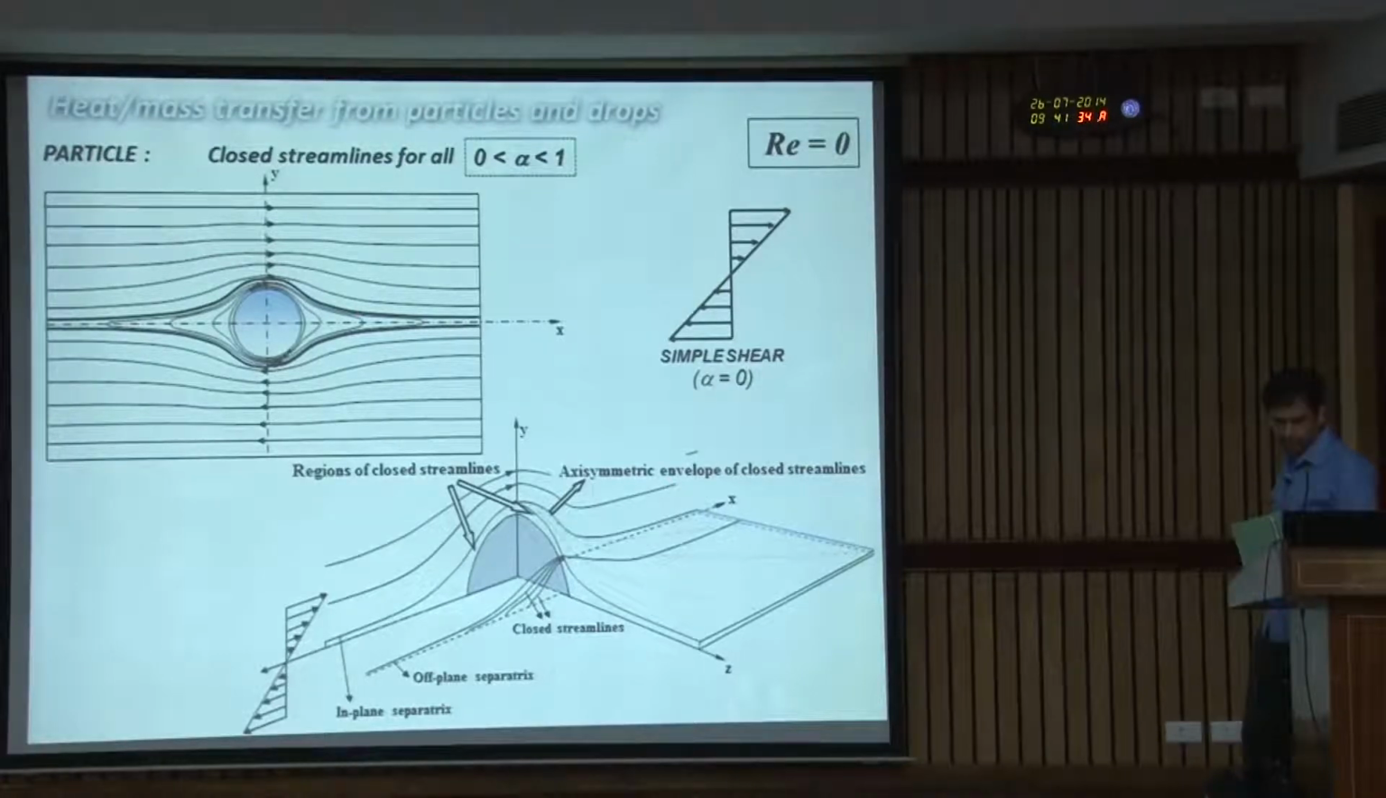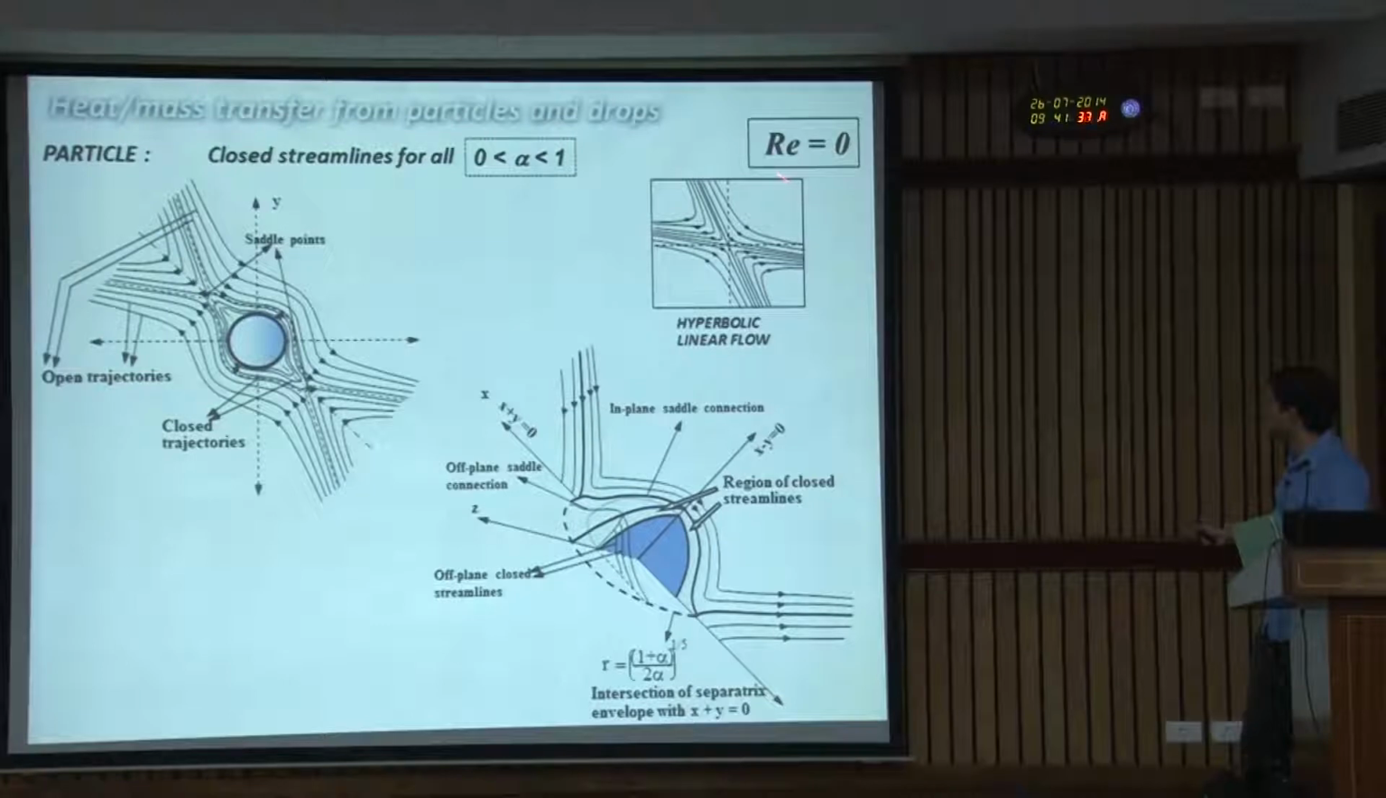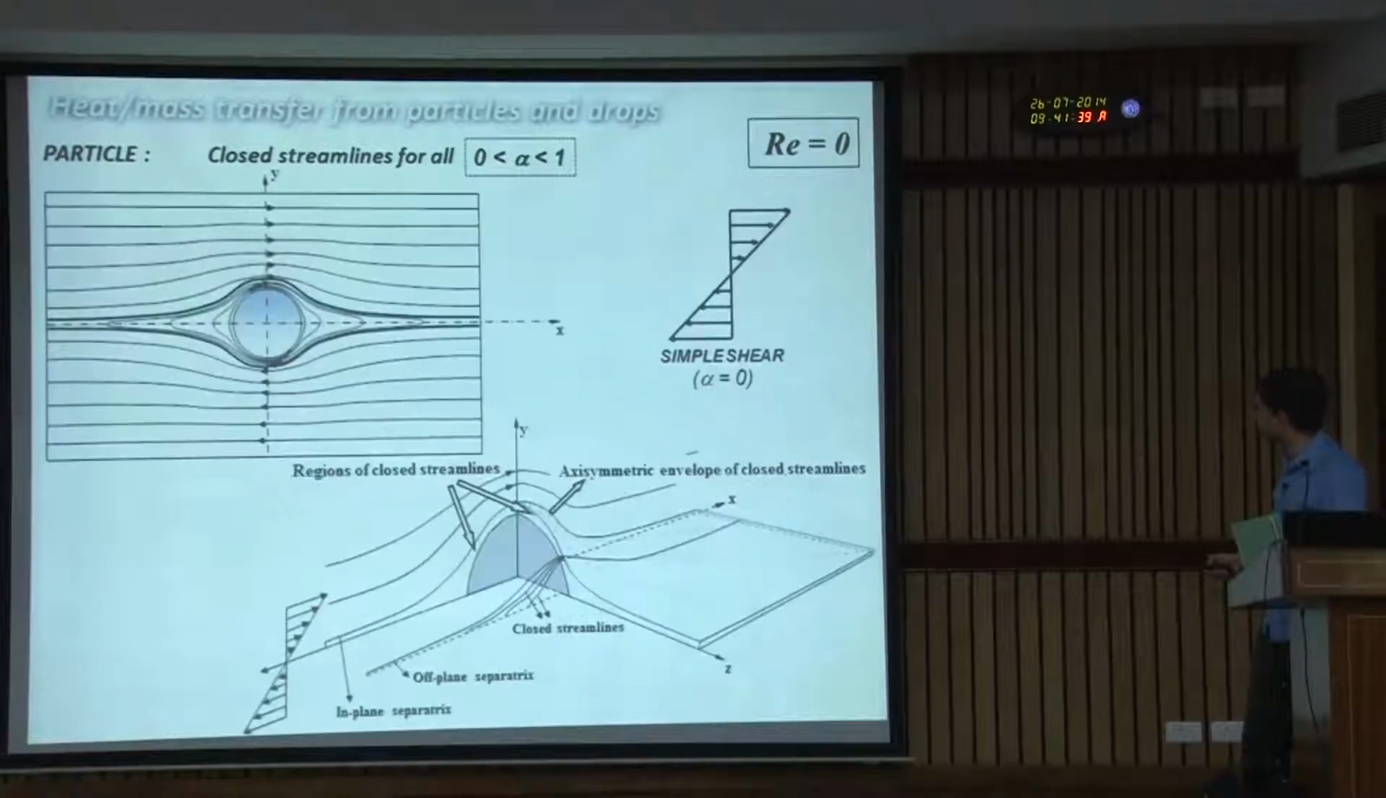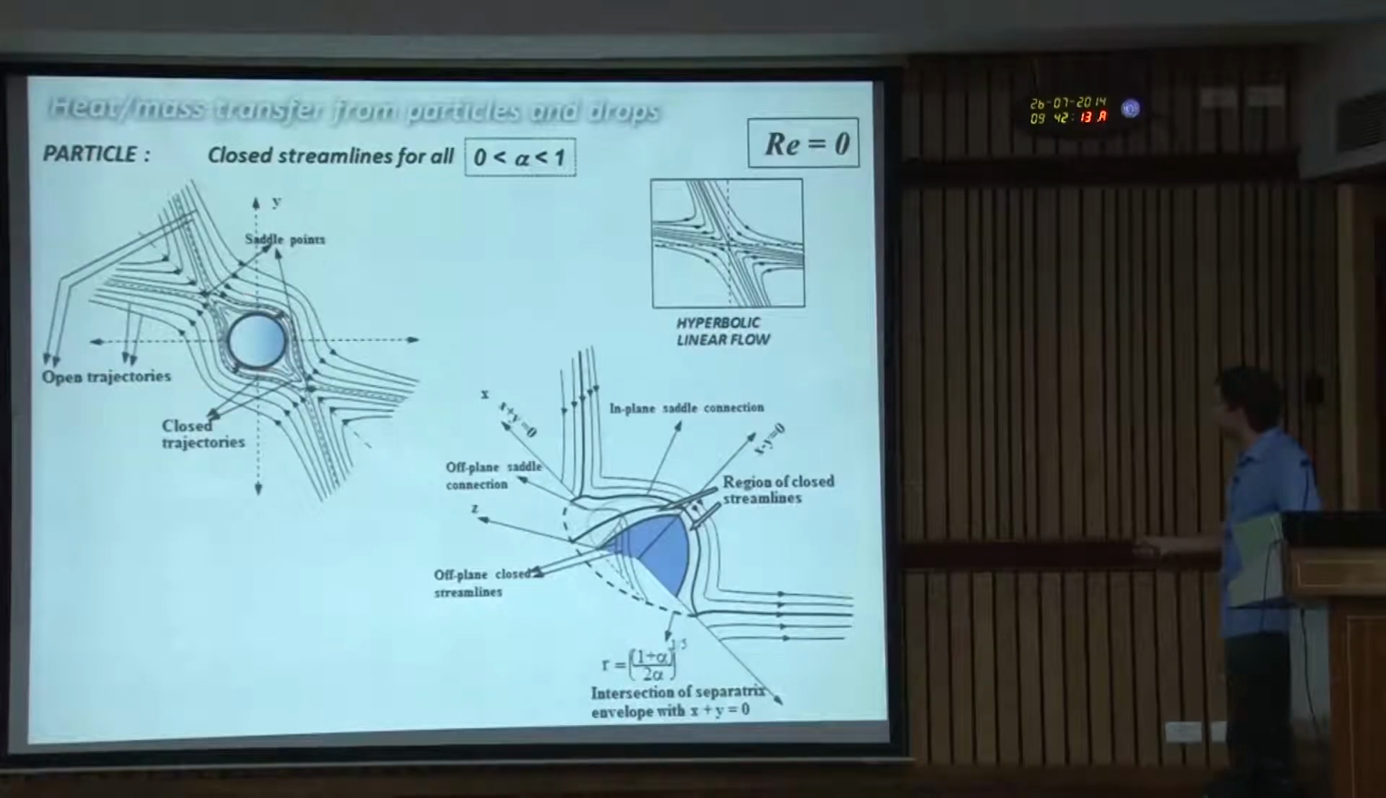This is the 3D one. If you go to a different hyperbolic linear flow, it's still the same. So this is, remember, these are all the open streamlines. These are all the closed streamlines, and there is a separatrix envelope which contains the closed streamline region and separates it from the open streamlines. So it's sort of like a pendulum phase plane, except that -pi and pi have been stretched out to infinity. Right. So here you again have closed streamlines, but they don't extend to infinity. So it's a finite bounded volume around that particle.